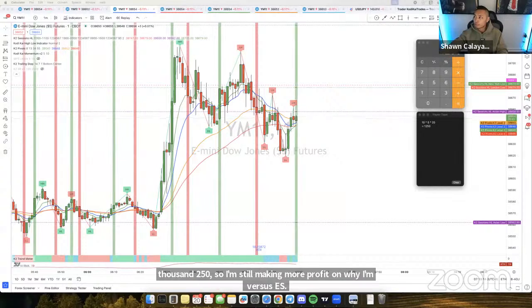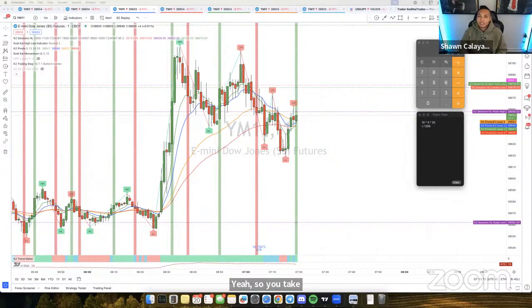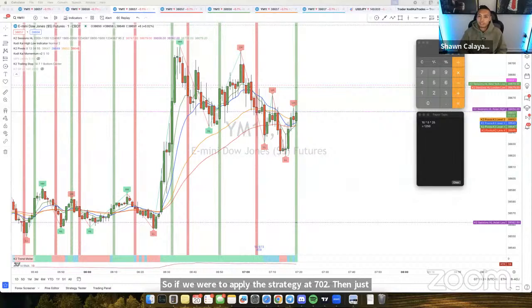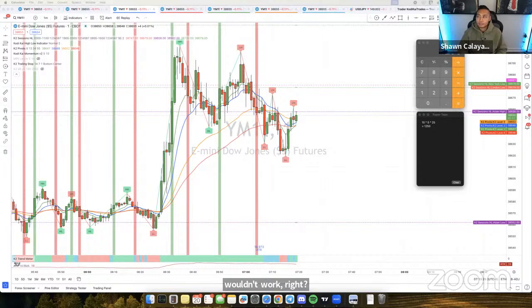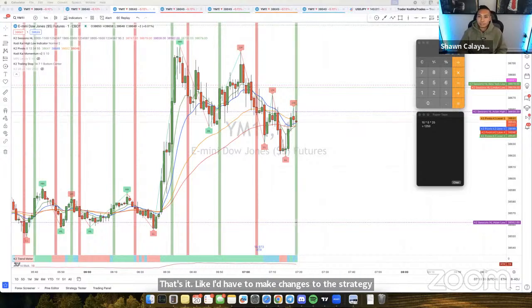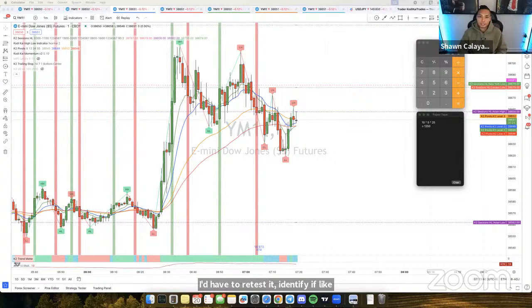Yeah, so you took an entry at 7:02, but the problem is the strategy here is cut off at 7 o'clock. So if we were to apply the strategy at 7:02, it just wouldn't work. I'd have to make changes to the strategy with the time because it's a time-based strategy. I'd have to retest it and identify if the entries come up after 7. If that's the case, then we push back the entry to like 7:30, 8 o'clock. And it becomes a whole different strategy at that point.